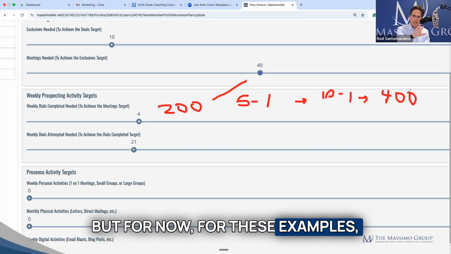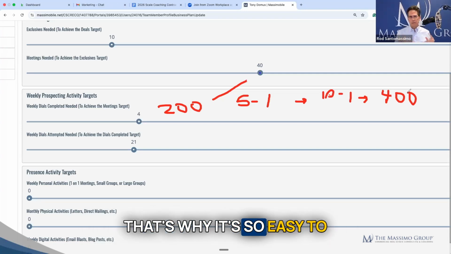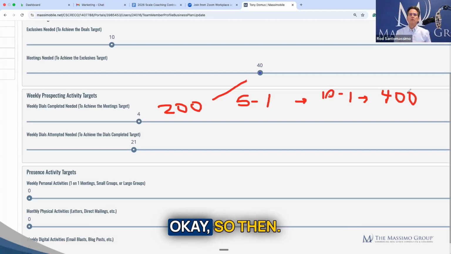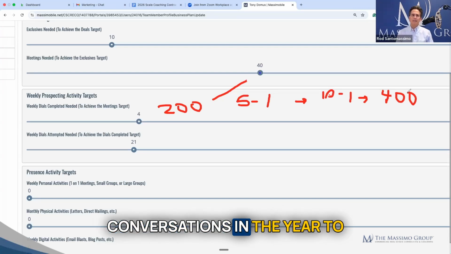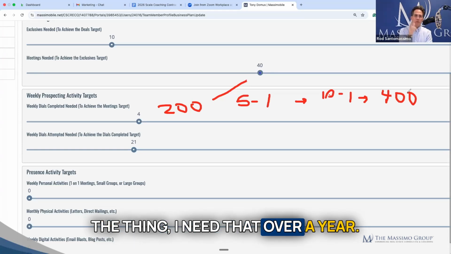But for now, for these examples, I'm going to say 5-to-1. Again, this is just math. That's why it's so easy in Excel or Google Sheets, whatever your kids use. That's what I would suggest. So then now I know I need 200 conversations in the year to make the 40 meetings. But here's the thing, I need that over a year.